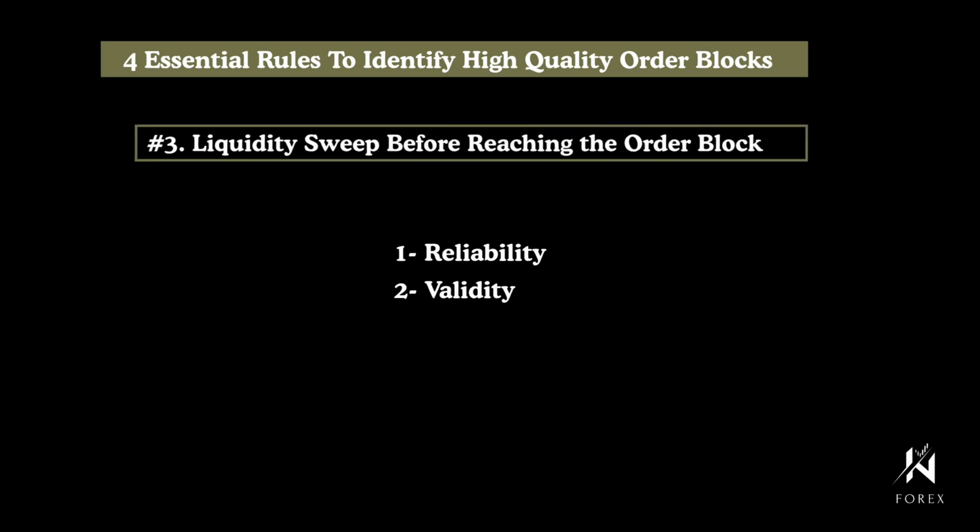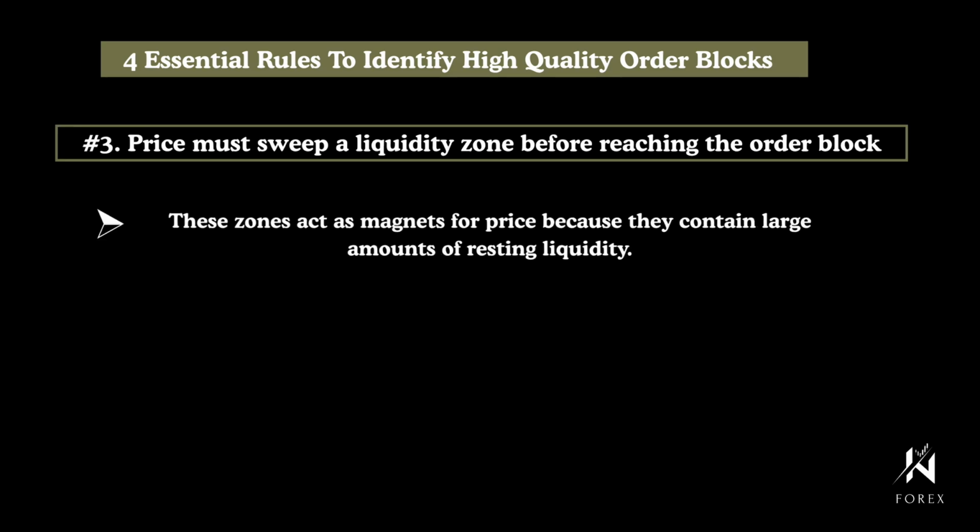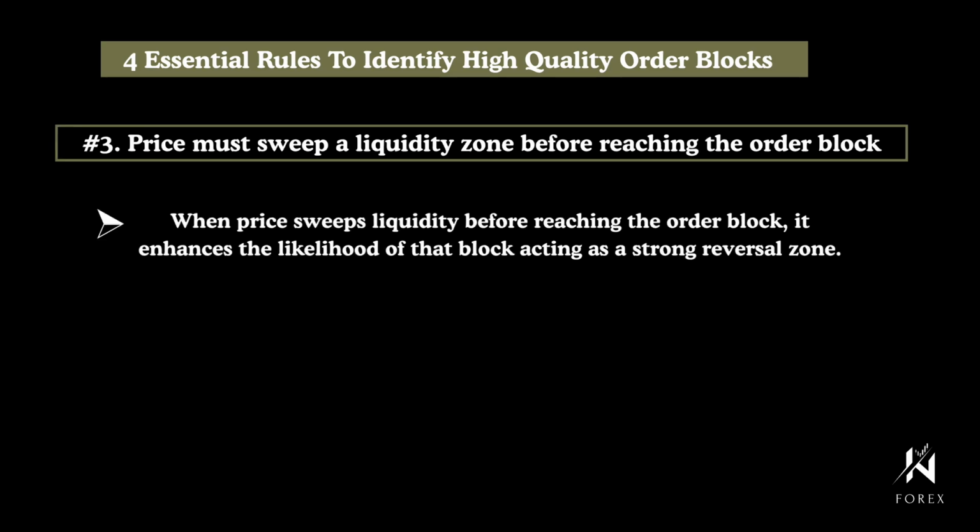Rule 3: Liquidity sweep before reaching the order block. Before price interacts with the order block, there must be a sweep of liquidity, where price grabs stop losses or pending orders resting above or below key levels. Liquidity zones are areas where clusters of stop losses or limit orders are likely placed, e.g., highs, lows, equal highs, lows, etc. These zones act as magnets for price because they contain large amounts of resting liquidity. When price sweeps liquidity before reaching the order block, it enhances the likelihood of that block acting as a strong reversal zone.